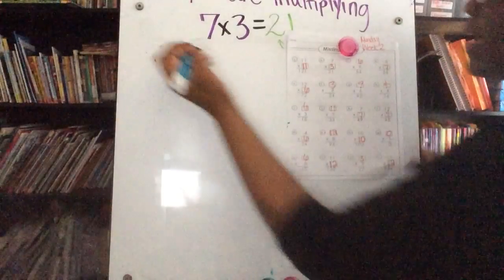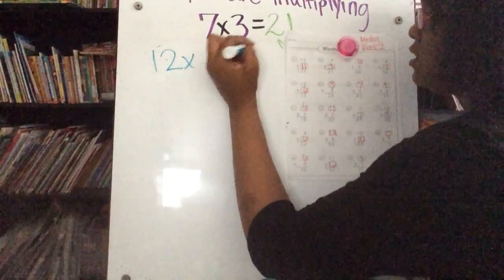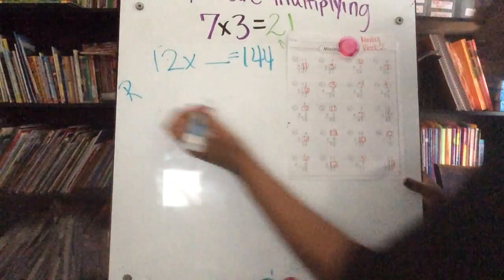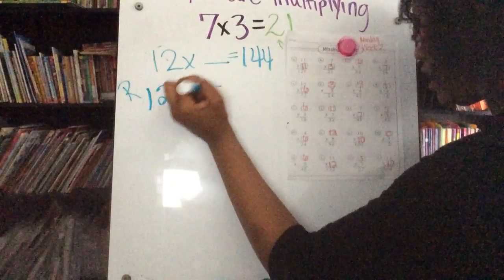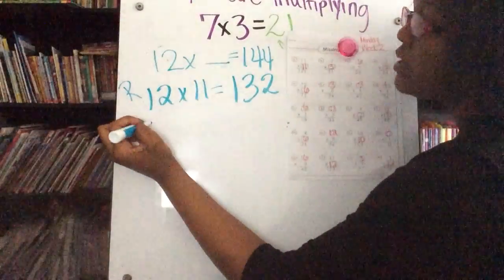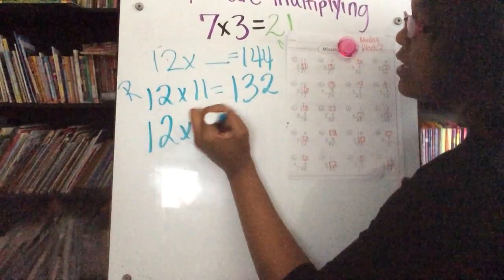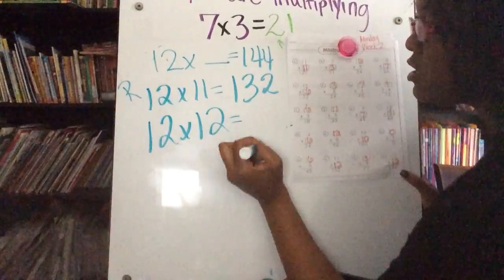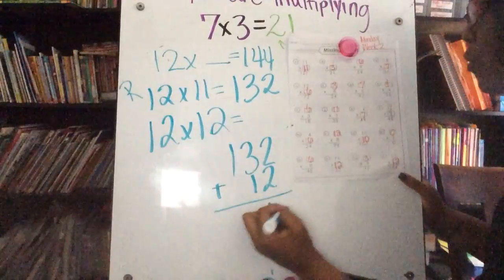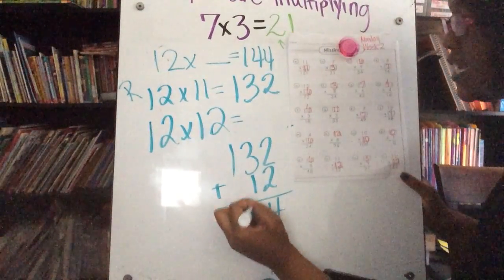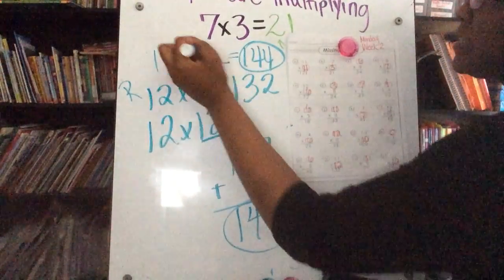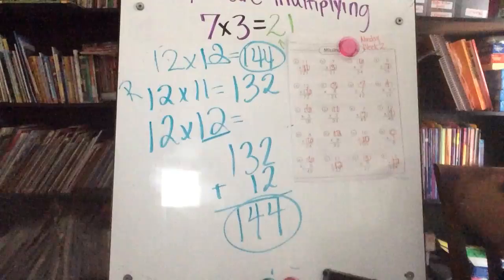If you want to double check, on letter R, we did 12 times 11 and got 132. So we can do the next one being 12 times 12 and do 132 plus 12. 2 plus 2 is 4. 3 tens plus 1 ten is 4 tens. And 100 plus nothing is 100. That gives us 144. And our missing factor is indeed 12.